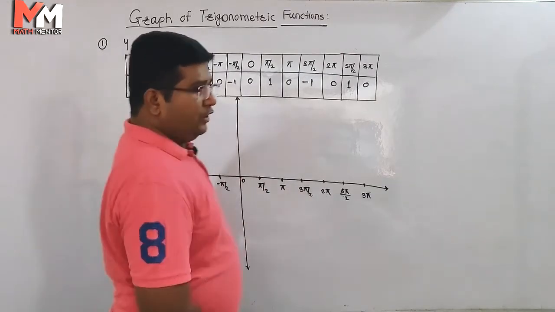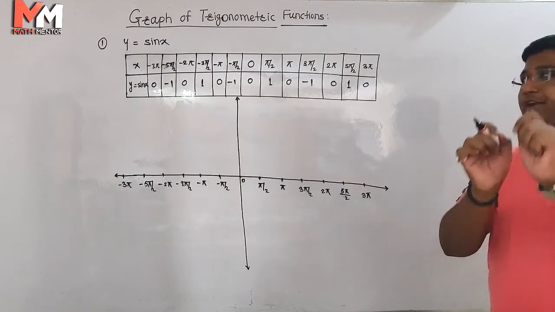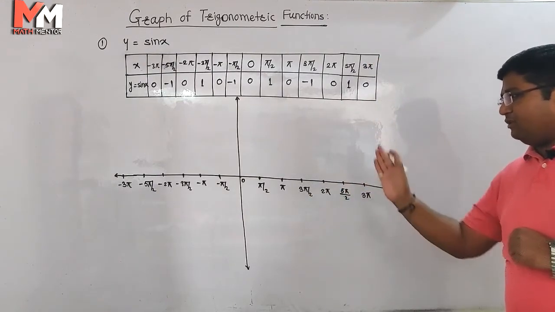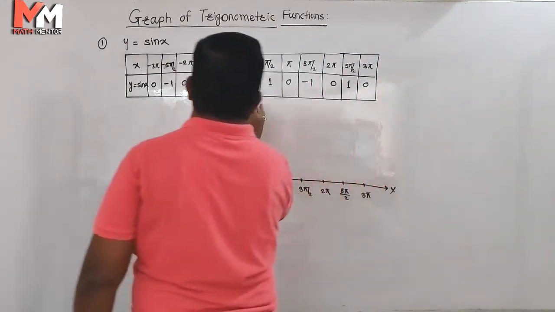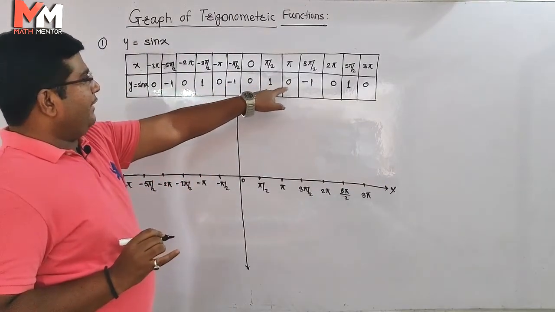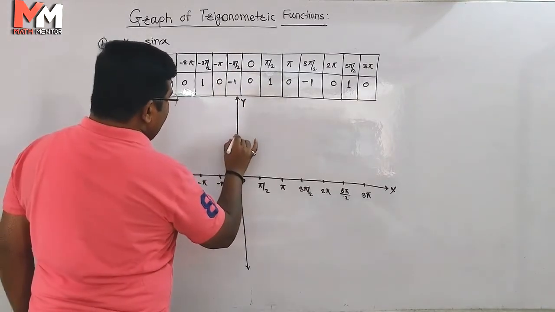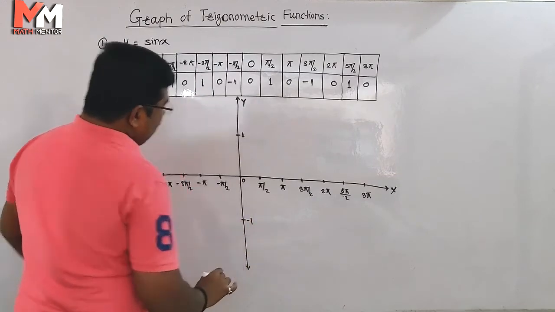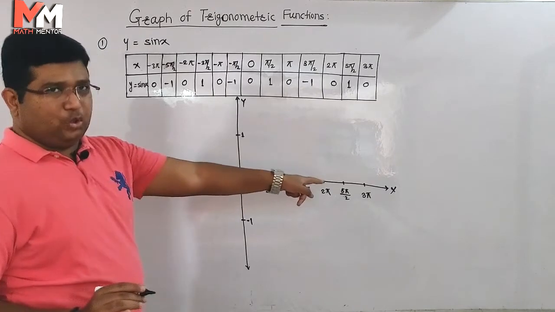Okay, so the x-axis means the domain of the function, the domain of the trigonometric function, that is sin x. So this is the domain, right side positive value, left side negative value. This is the x-axis, this is the y-axis. Let us observe the maximum value of y is plus 1, minimum value of y is minus 1. So here will be plus 1 and here will be minus 1. So the y-axis is the range of the function, the x-axis is the domain of the function.